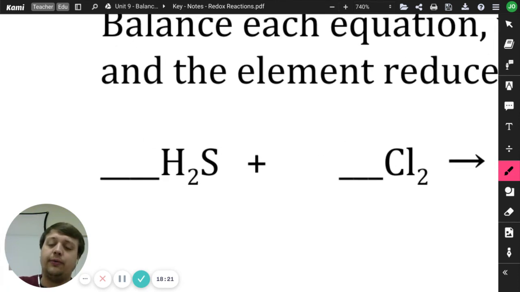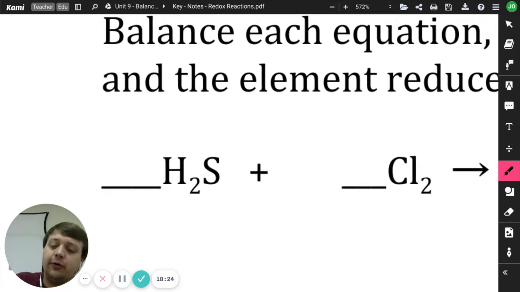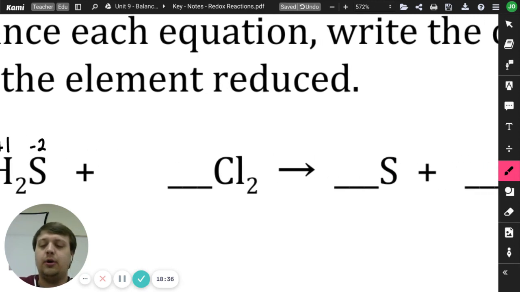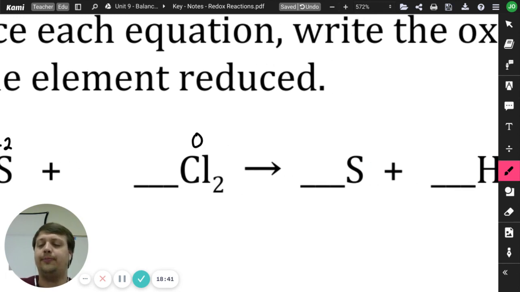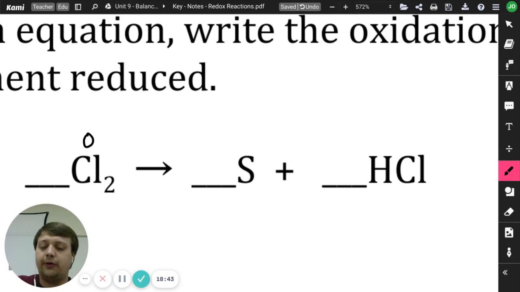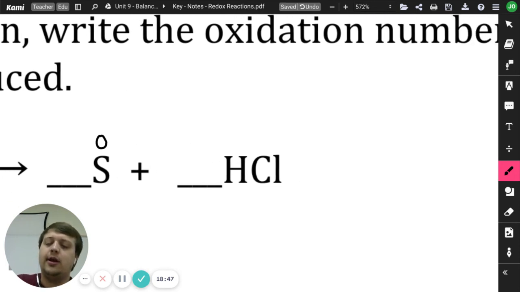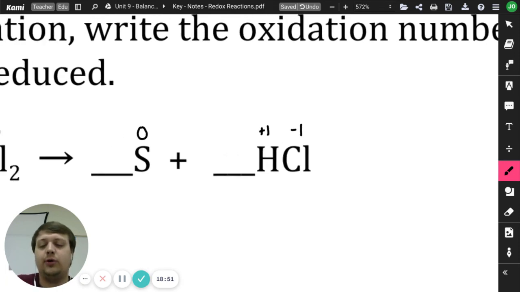so I know that I've got sulfur. Sulfur is a negative 2. This is an ionic compound, right? And so since it's ionic, we just use our charges. So sulfur is a negative 2. Hydrogen is a positive 1. Right here with chlorine, chlorine is in its free state, so it's a 0. Sulfur is in its free state, so it's 0. And then here, hydrogen is a positive 1 and chlorine is a negative 1.